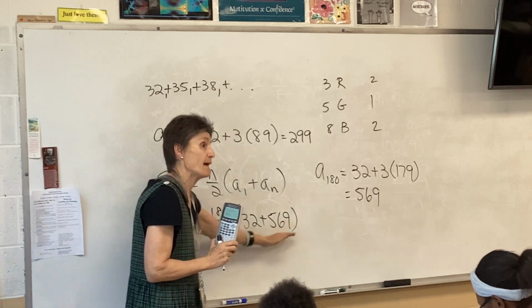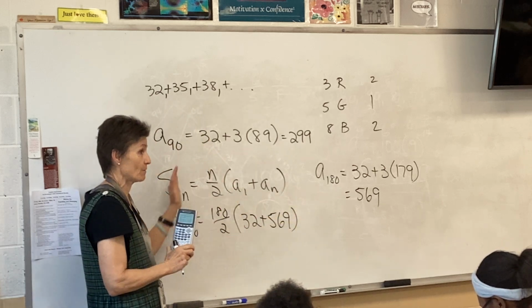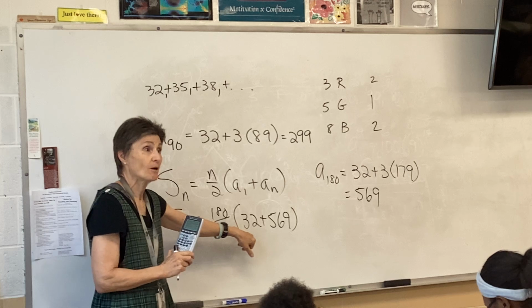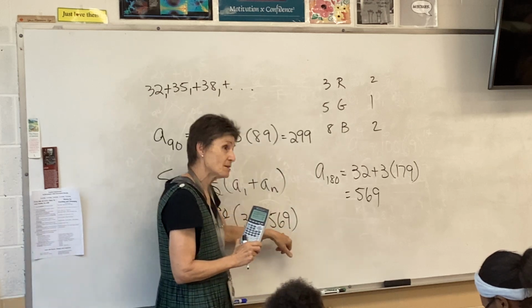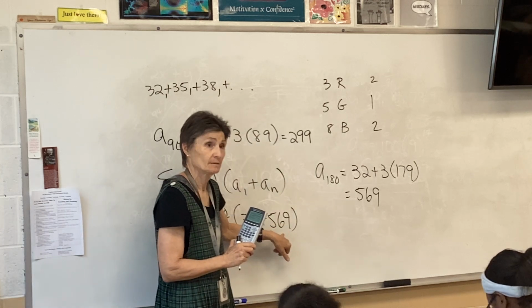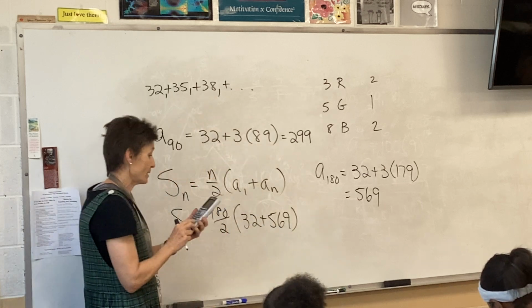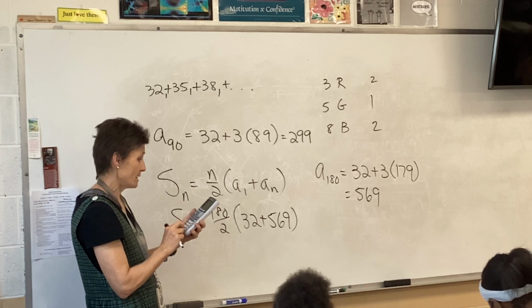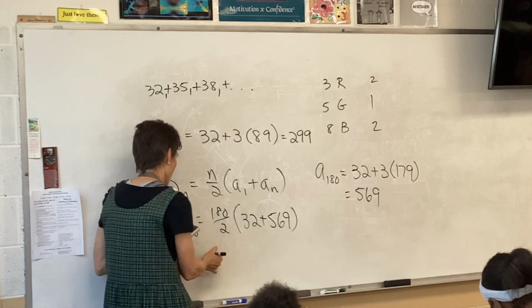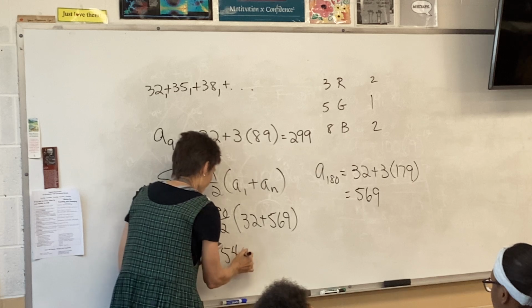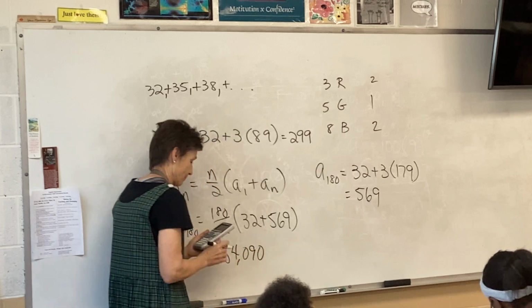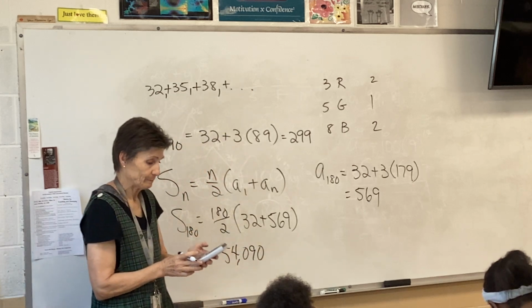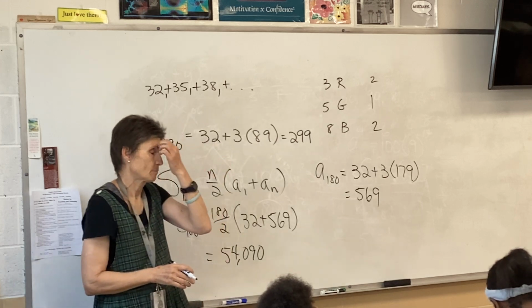And this then is going to be the sum of everything. This is how many she ate on the first day. This is how many she ate on the 180th day. So we add those together. Multiply by 90. Whoa. 54,090. That's a lot. That's a little too much.